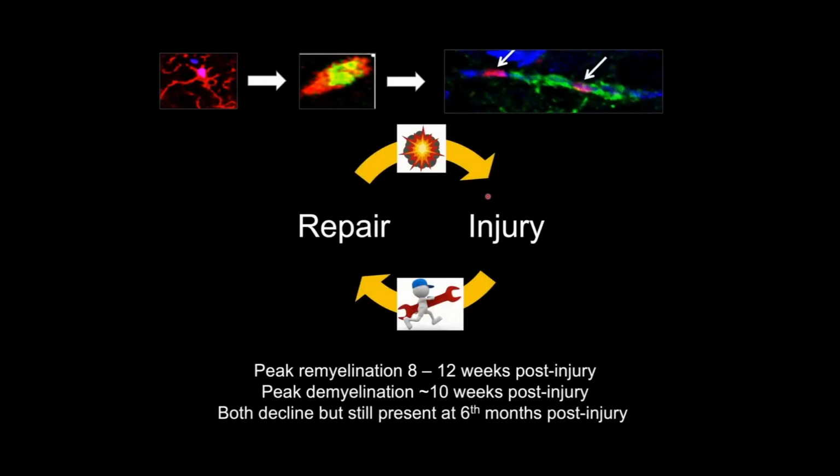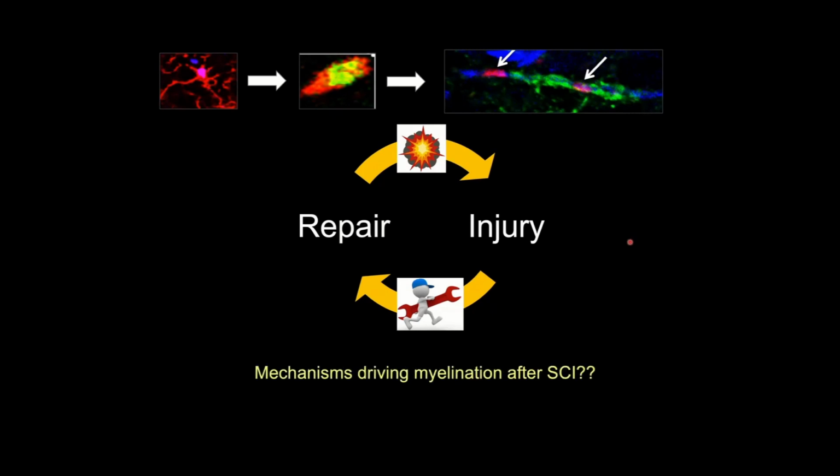So indicating that there might be this kind of cycle that's going on all the time. We have some injured tissue, we have loss of myelin, the cells come in, they try to repair that, but then there might be some more loss of other myelin, and this is an ongoing process out to at least 6 months post-injury. So again, the tissue is very dynamic for long periods of time. One of the things we've been starting to ask now in the lab is what's driving this? What are some of the mechanisms that are driving some of this reparative process?